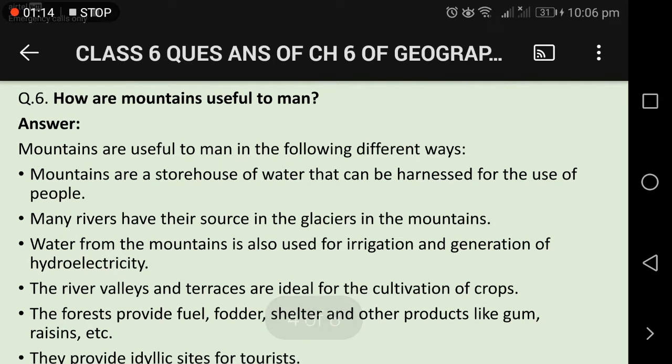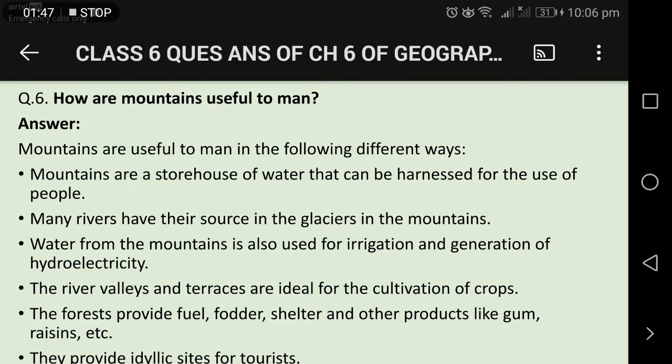Now, how are mountains useful to man? The following reasons are that mountains are a storehouse of water that can be harnessed for the use of people. Okay, now many rivers have their source in the glaciers in the mountains. Water from the mountain is also used for irrigation and generation of hydroelectricity, the most important point.